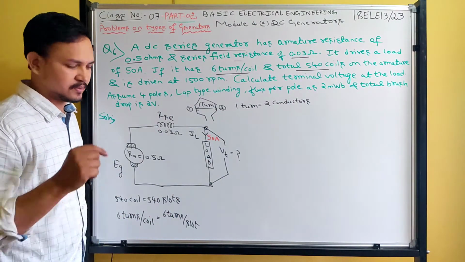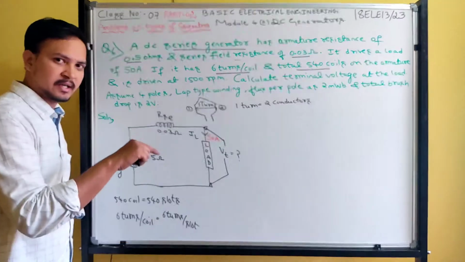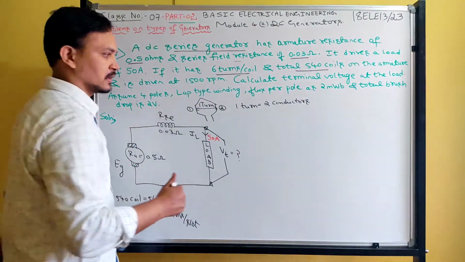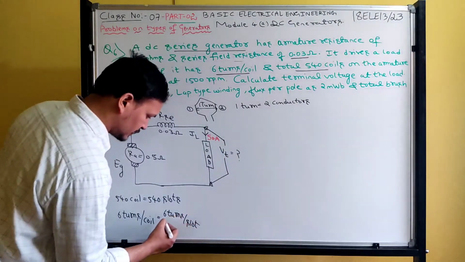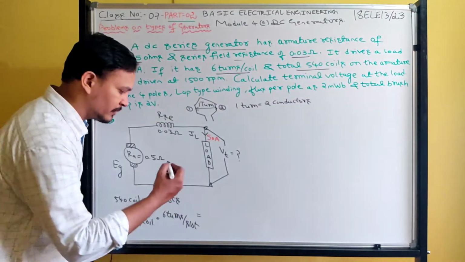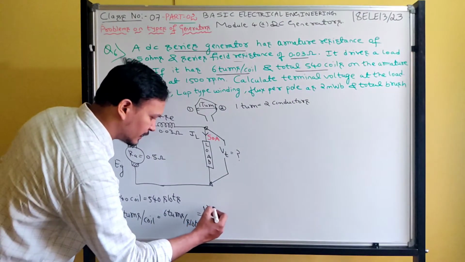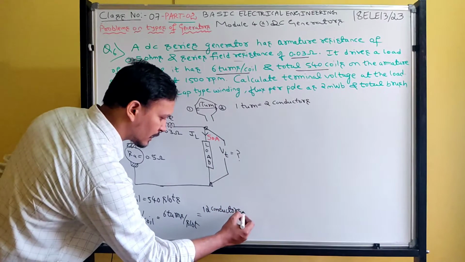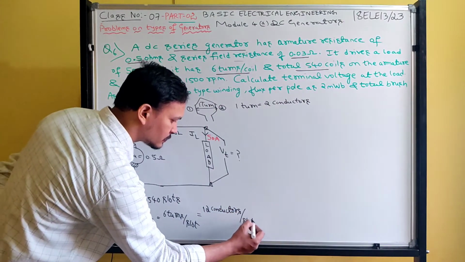Similarly, for 6 turns, how many conductors are required? 12 conductors. So 1 turn, 2 conductors; 6 turns, 12 conductors. Therefore, we can modify this: 6 turns per slot can also be written as 12 conductors per slot.